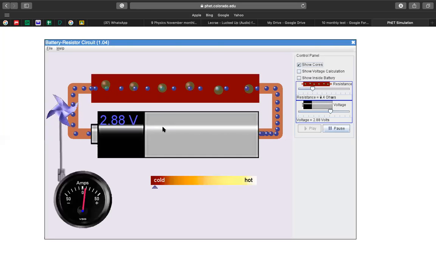All right, so as I said, this is the battery, right? Here. This is your wire, the pink looking material here. That will be your wire.